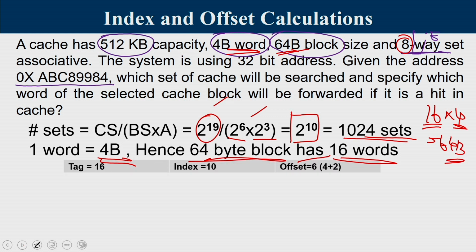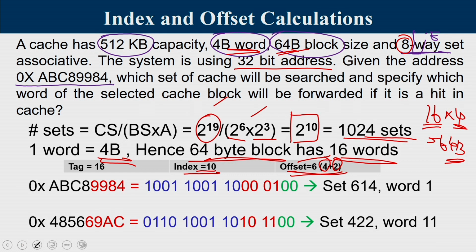So, I have 10 bits for the index and 6 bits for the offset. Out of the 6, the first 4 bits will tell you the word number and the next 2 bits will tell you the byte within that word. Anyway, the last 2 bits are not relevant. It is a 32-bit address, as mentioned. Out of the 32 bits, the middle 10 bits are for index, the last 6 bits are for offset and the most significant 16 bits are used for the tag.